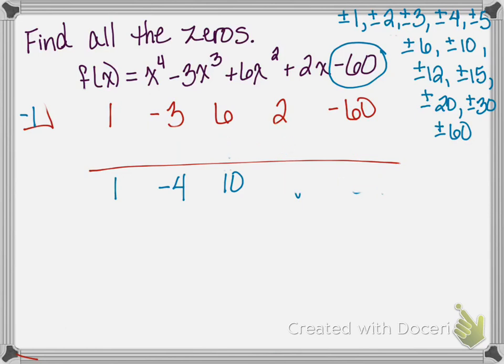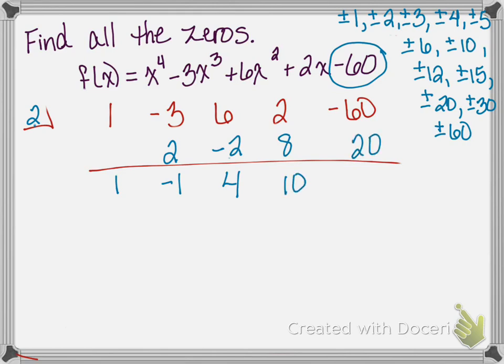Okay. So now I'm at number 2. So I start with 2. I bring down the 1. 2 times 1 is 2. Negative 3 plus 2 is negative 1. 2 times negative 1 is negative 2. 6 and negative 2 is positive 4. 2 times 4 is 8.